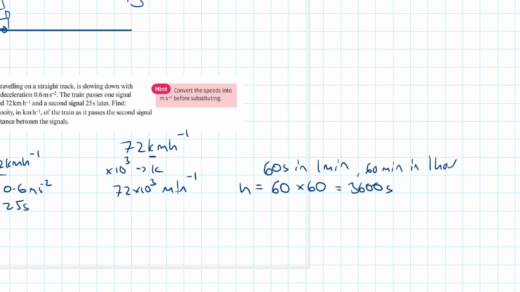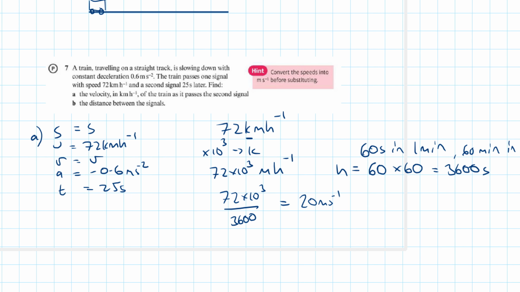As it's meters per hour, we need to do 72 times 10 to the 3 divided by 3,600. Remember, we're replacing, so this will become meters per second. The per means it goes underneath, and then we plug that into our calculator. 72 times 10 to the 3 divided by 3,600 is equal to 20 meters per second. So we can replace our U with 20 meters per second.